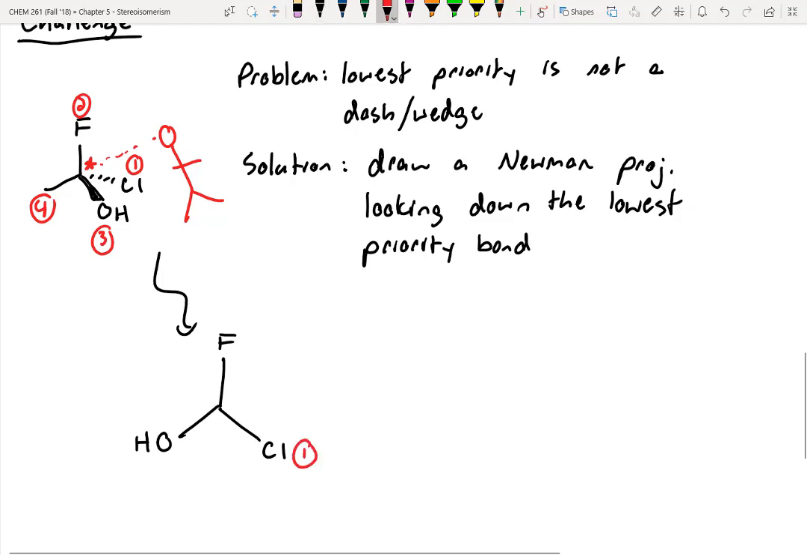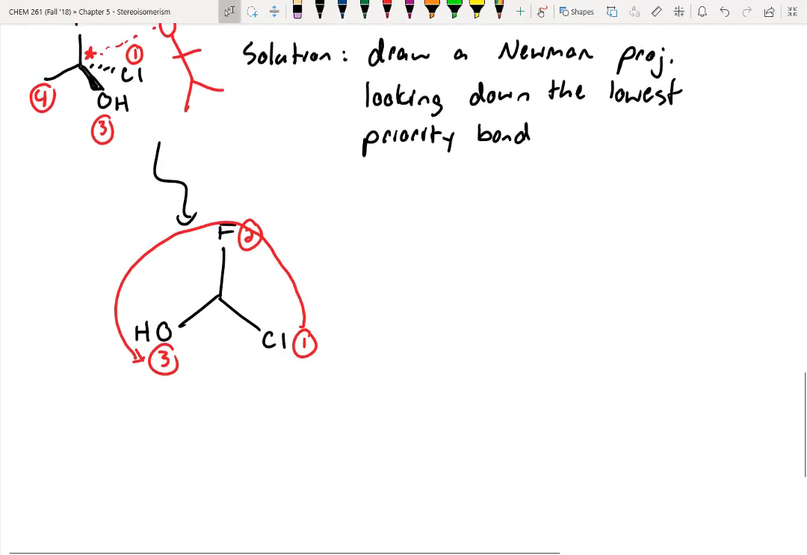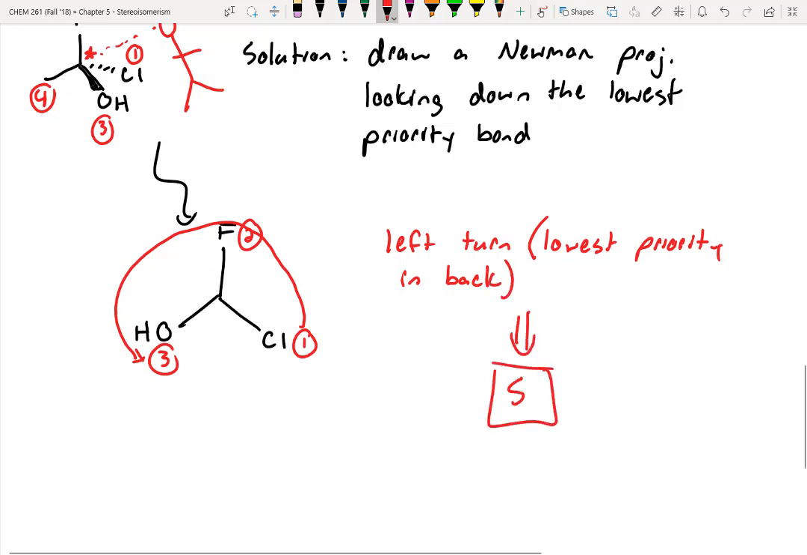We said chlorine is priority 1, fluorine's priority 2, oxygen's priority 3. We don't care about the carbon, it's priority 4, and it's assumed to be behind, right? So now that we've done that, we can do our arrow connecting, and we're going to the left. So what would this be, knowing that carbon's now in the back? The S, right? So if we look at this, left-hand turn, lowest priority in the back, this must be an S stereocenter.